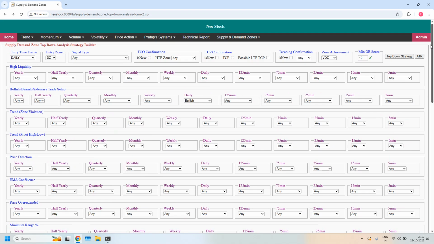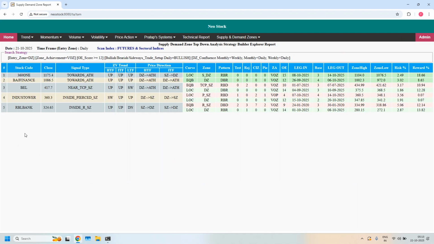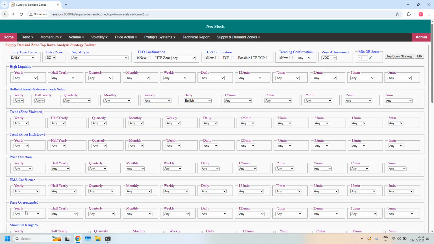With all the 3 filters, we got 5 stocks. Of the 5 stocks, 4 stocks are in uptrend. So these 4 uptrend stocks are further filtered based on weekly demand zone having monthly demand zone having monthly EMA confluence. That is monthly demand zone having monthly EMA confluence. At the same time, the trend on the monthly should not be sideways. It should be uptrend because it is a bullish trade setup.